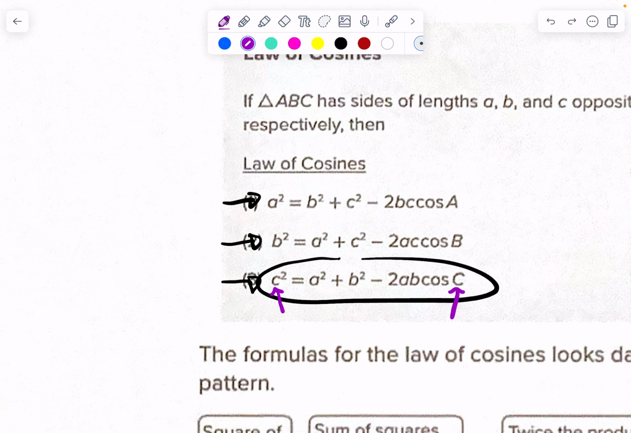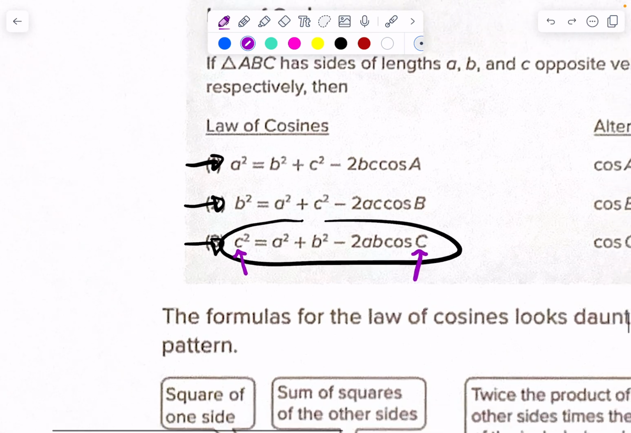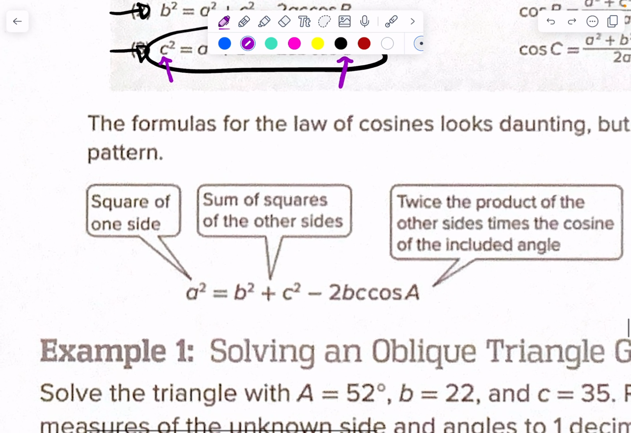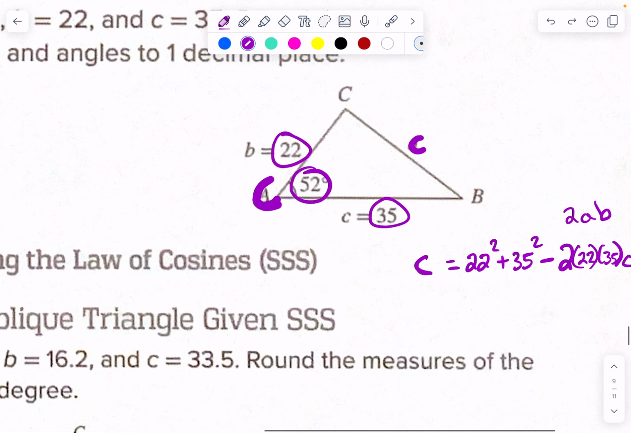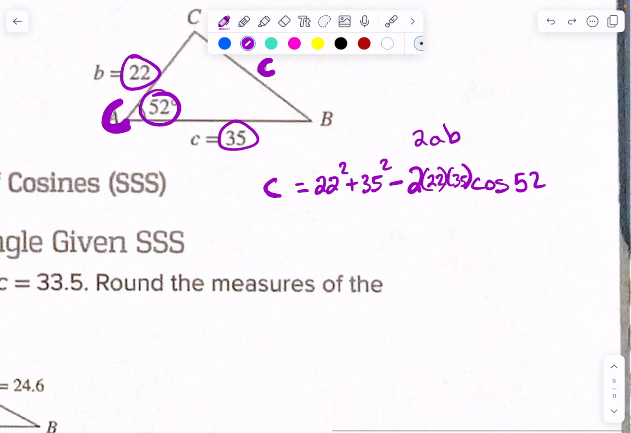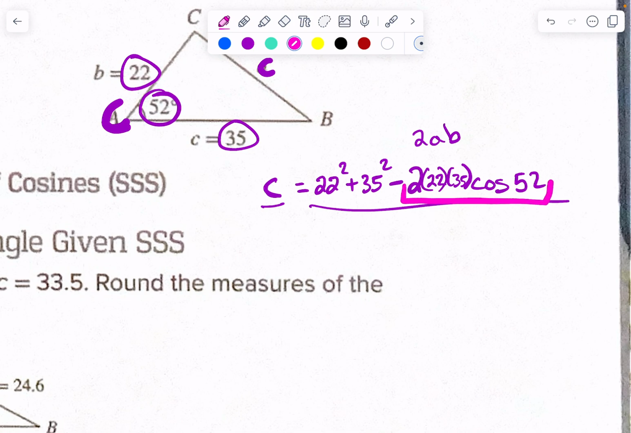You just have to make sure that the angle and the side are opposite each other. Okay. All right, I'm going to go ahead and keep finishing this because we have the equation all written out. So c equals, we've got to do all this stuff. Now you have to be very careful when you type this into your calculator, because this all is 1 unit together, okay? 22 squared, 35 squared, whatever, but this is all 1 unit together.